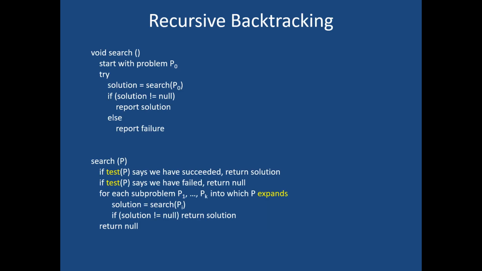So here's recursive backtracking. We start with some problem. We recursively search for a solution and either find one or we don't. So the search is right here. Look at a problem, we test to see if we've succeeded. If it has, we return the solution. If the test says we failed, we return null. Otherwise, we loop through all the ways in which the subproblem can expand and try to solve it recursively.